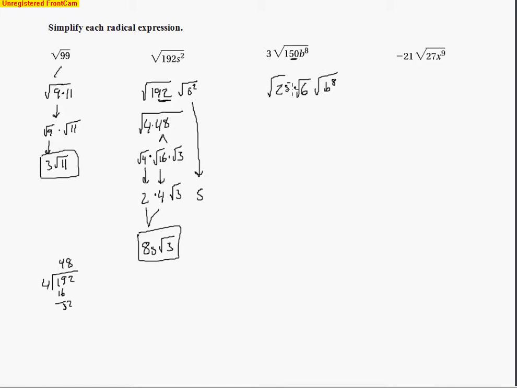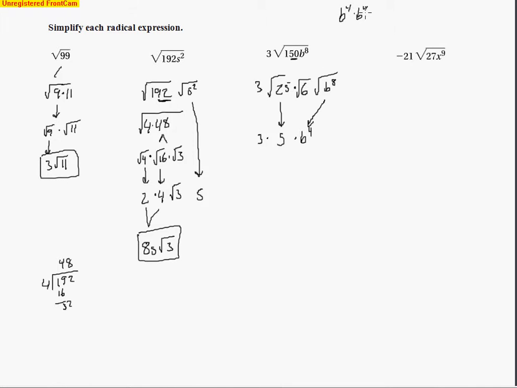Anytime I've got a perfect square, I'll take that out. Like 25, its square root 5 is a perfect square, and I have 5 times 3 then. Well, b to the 8th is also a perfect square. It is b to the 4th. See, b to the 4th times b to the 4th makes b to the 8th.